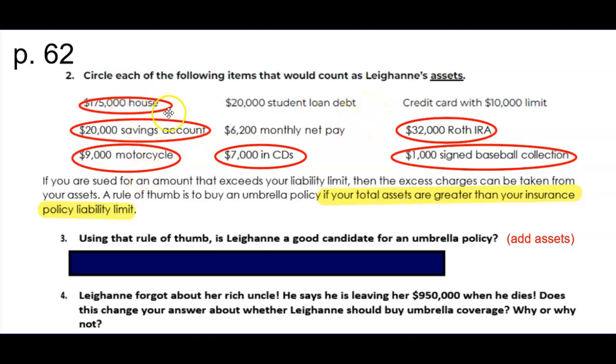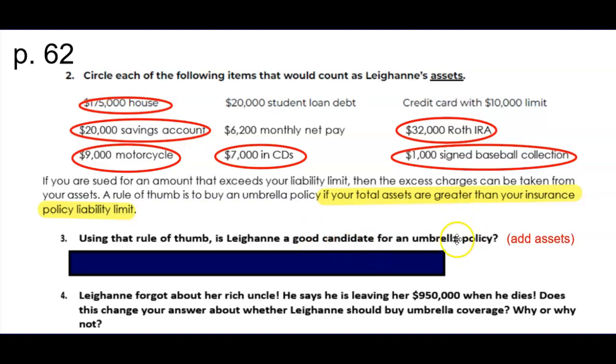You look at these things that I've circled though: a house, something that has value; a savings account has value; a motorcycle; CDs, a type of savings vehicle, so that has value. Same thing with a Roth IRA, that's a retirement account. And then your baseball collection or any other kind of valuable that you could put a number on is considered an asset. So if you are sued for an amount that exceeds your liability limit, then the excess charges could be taken from your assets, and that could be your savings account, or you could be required to sell something that has value. So if somebody's going to come after your assets when you have a lawsuit that's above your insurance policy, that's when it's good to have another policy.